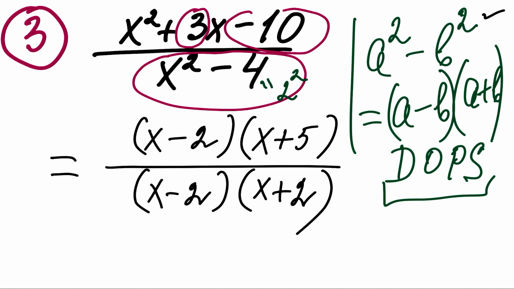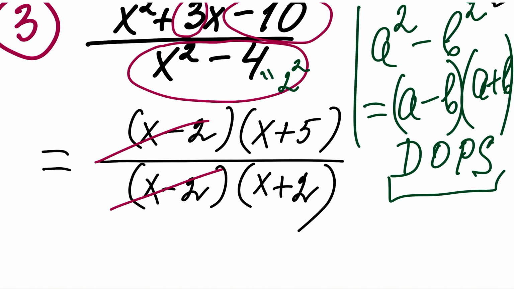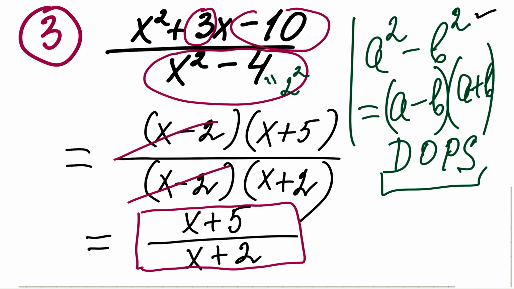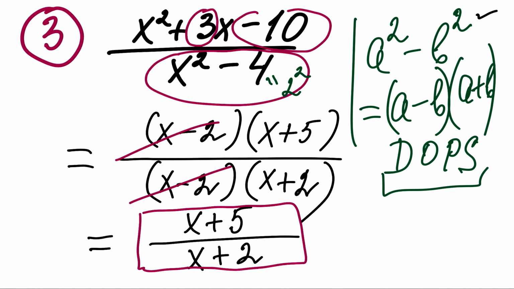Now, we have x minus 2 as the common factor for both top and bottom. We are going to cancel it out. It goes away, bye-bye. And you are going to be left with, just on top, x plus 5 left over. And on the bottom, we end up getting x plus 2. So it's going to be the simplified form of this rational expression.